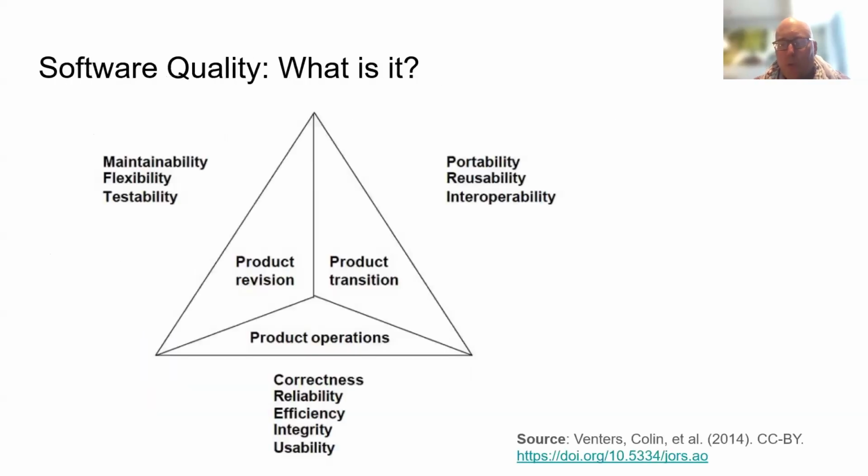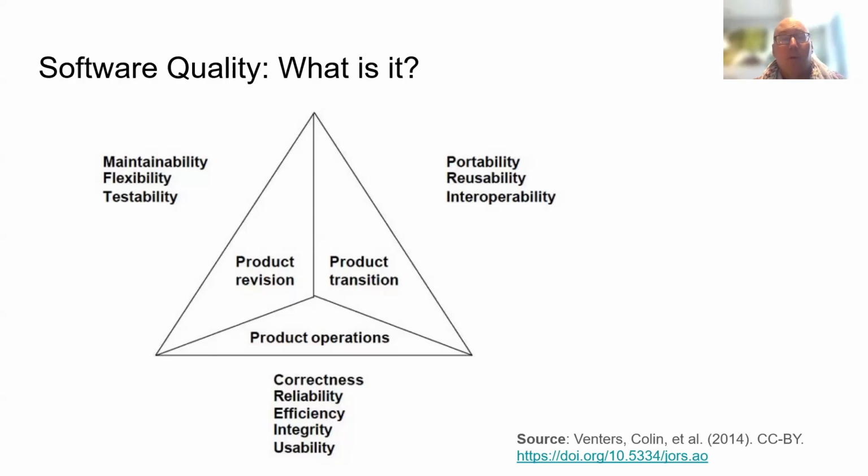So then let's look at software quality. Okay, so what is software quality? So this is from a paper by my friend and colleague Colin Venters that looks at software quality in 3 dimensions. Okay, so it's about the product operations. Is it correct, reliable, efficient? Does the software have integrity?